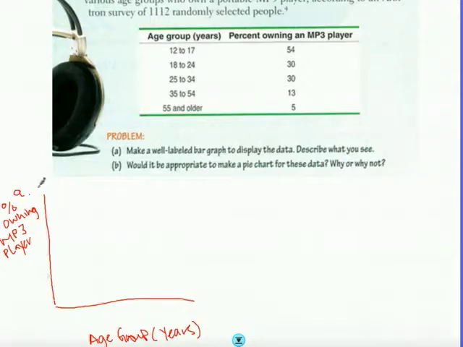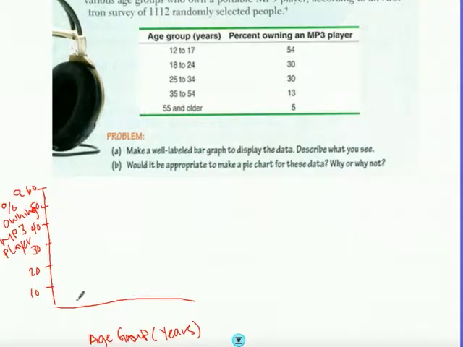All right, so whenever you are coming up with your scale for your y-axis, which in this case is going to be the percent of people owning an MP3 player, you want to use a scale that makes sense. If you look, we've got 5, 13, 30, 30, and 54. So it might be useful to do a 10-point scale because we go from way down at 5 all the way to 54. So I'm going to use a 10-point scale and say, okay, this is 10, this is 20, there's 30, 40, 50. And then I'll extend it a little bit and put 60 up here.